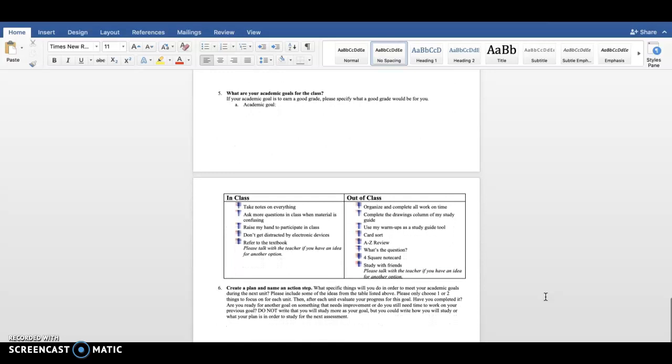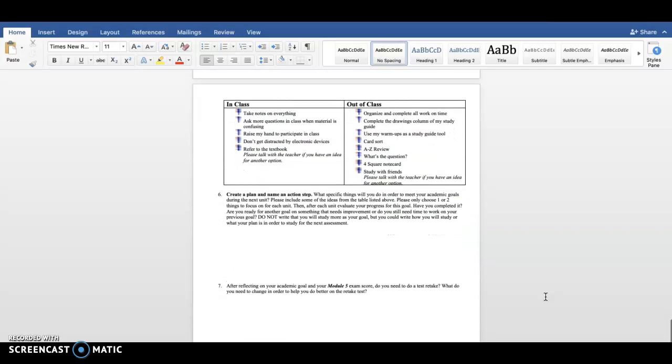Next is, what is your academic goal, either for this class or for the next unit? For some students, it's, I want to get a B or higher on the next test. For other students, it's simply, well, I'd like to pass this class and get my credit. Great, that's a great goal as well. Some students say, I just want to do better on the next unit than I did on this unit. That's great too. So they're able to set their own personal goals.